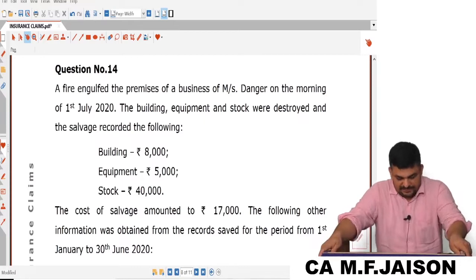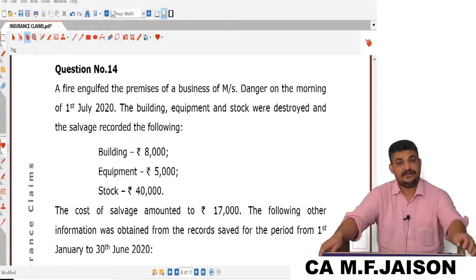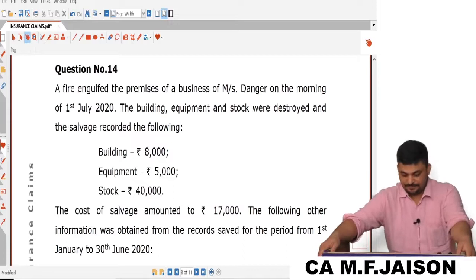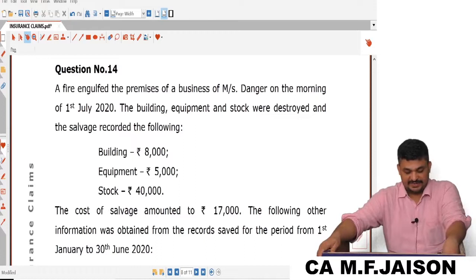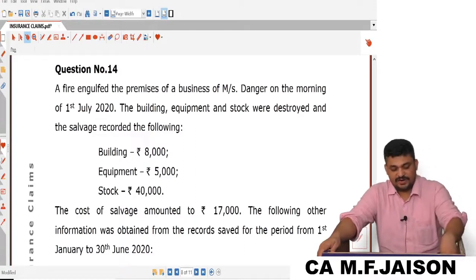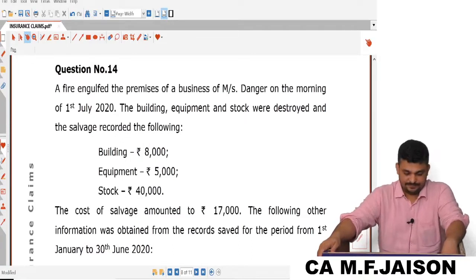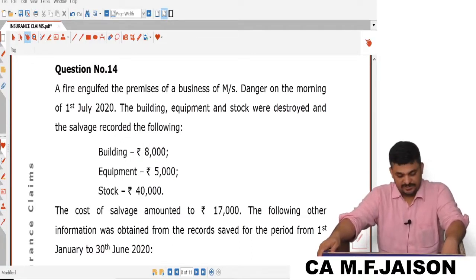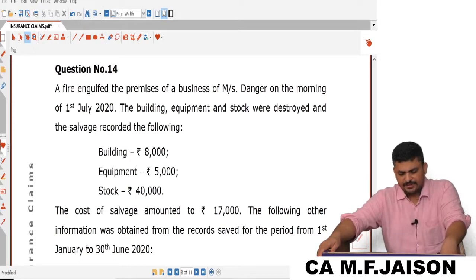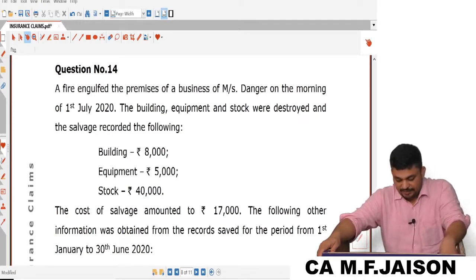Okay, listen carefully. A fire engulfed the premises of business of Messrs. Danger on the morning of 1st July 2020. The building, equipment and stock were destroyed and the salvage recorded the following: building 8,000 rupees, equipment 5,000 rupees, stock 40,000 rupees. The cost of salvage amounted to rupees 17,000.